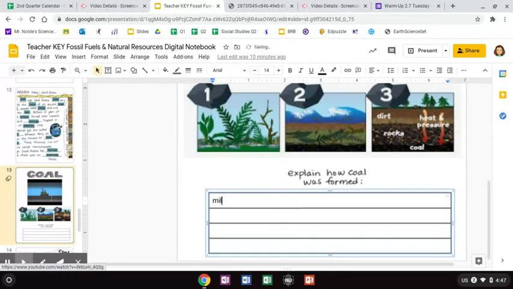Okay, so how coal is formed. So we're going to say millions of years ago, Earth was covered in swamps. And I'm putting it in all caps because it's important.